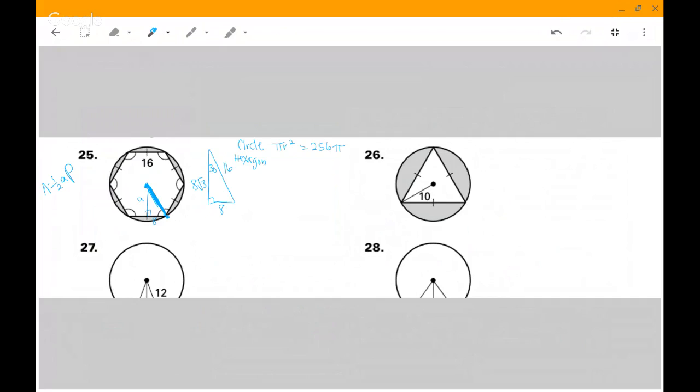So what's the perimeter of the hexagon? 96. Yes, so that's the capital P part. The apothem you have, and then you have that 1/2 out there also.